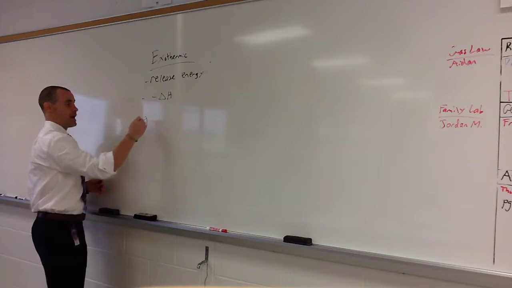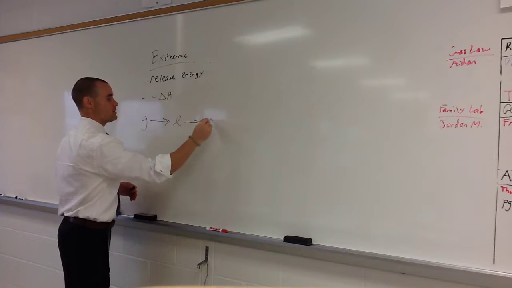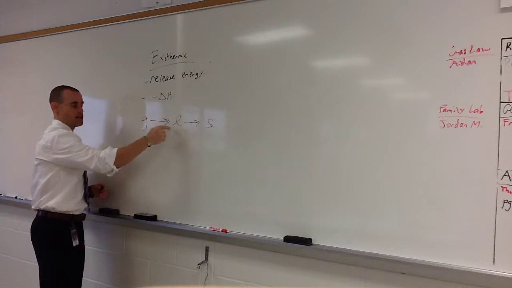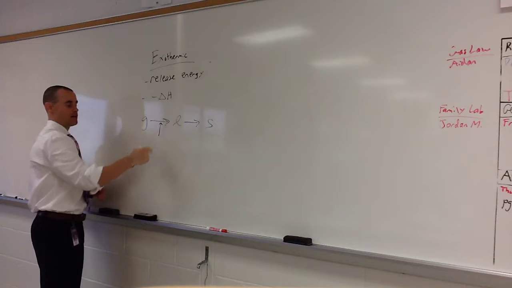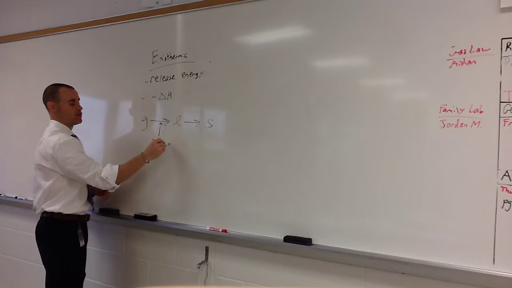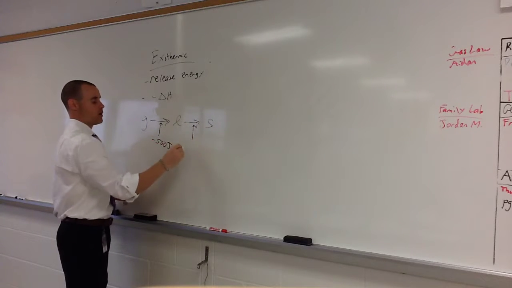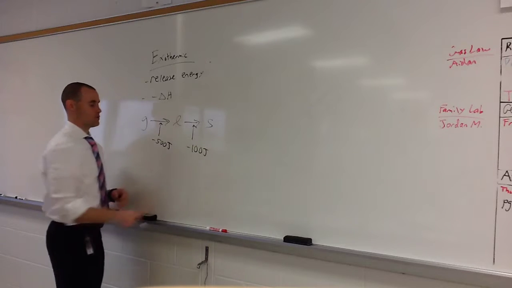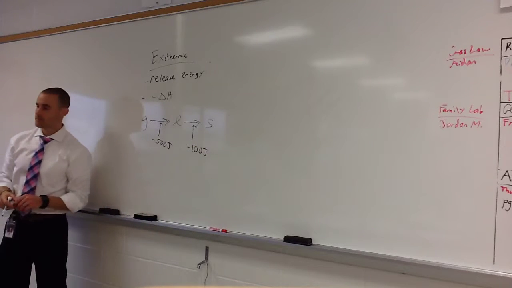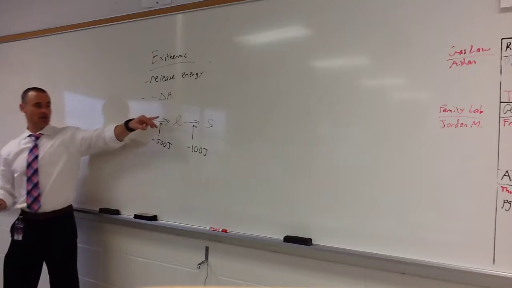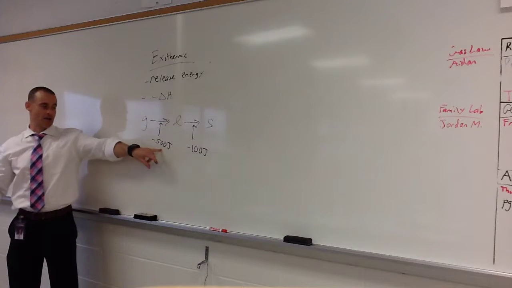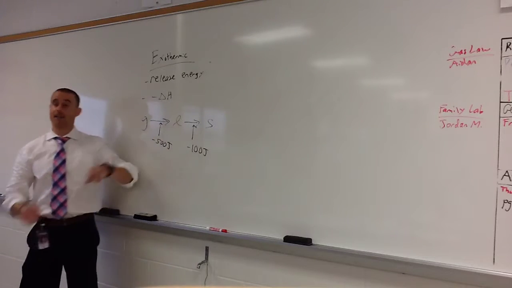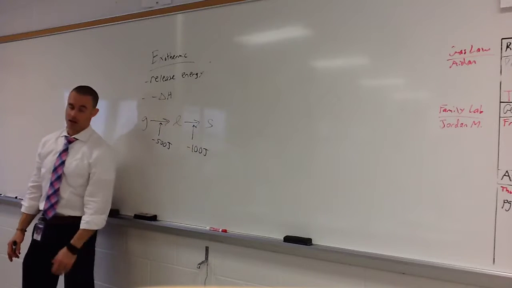And the example would be gas to liquid to solid. So to go from a gas to a liquid, the value of delta H would be negative 500 joules, and the value of this one would be negative 100 joules. So to go from a gas to a liquid, it's got to get rid of that energy it already gained. And then it has to get rid of even more to go down to a solid.